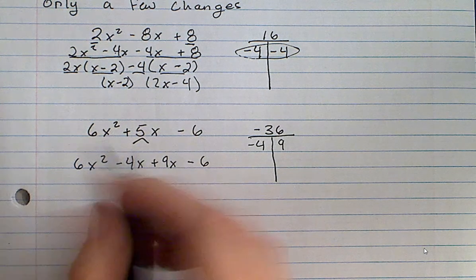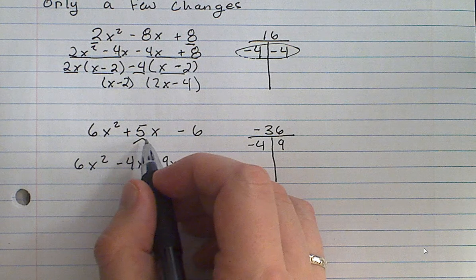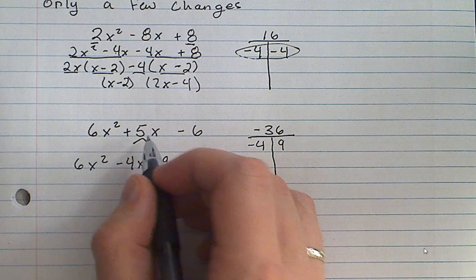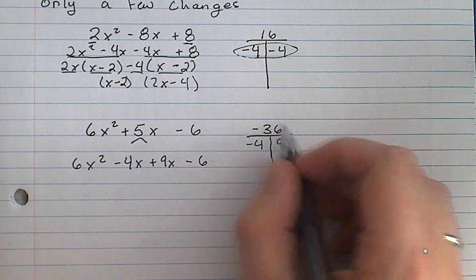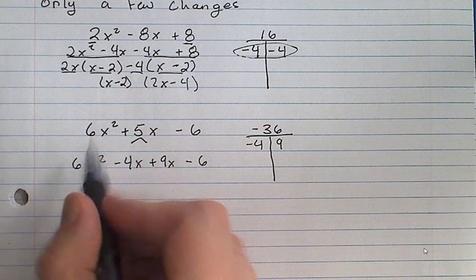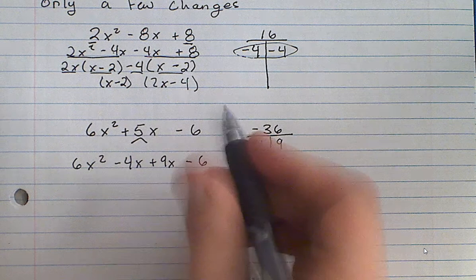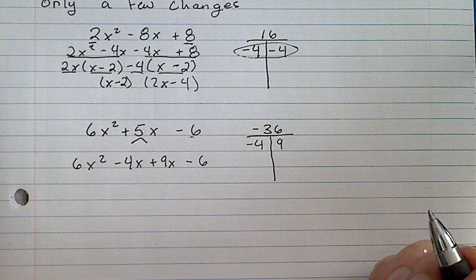So wait, what are we adding up to get? These two middle things have to add to be positive 5. Negative 4 plus 9 is 5. And then the two middle things have to multiply to be negative 36, not negative 6, because you start by doing the first number, the A, times the last number, the C.